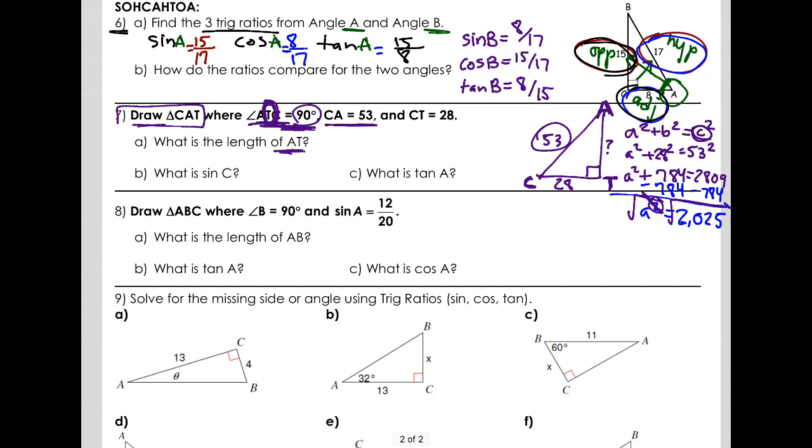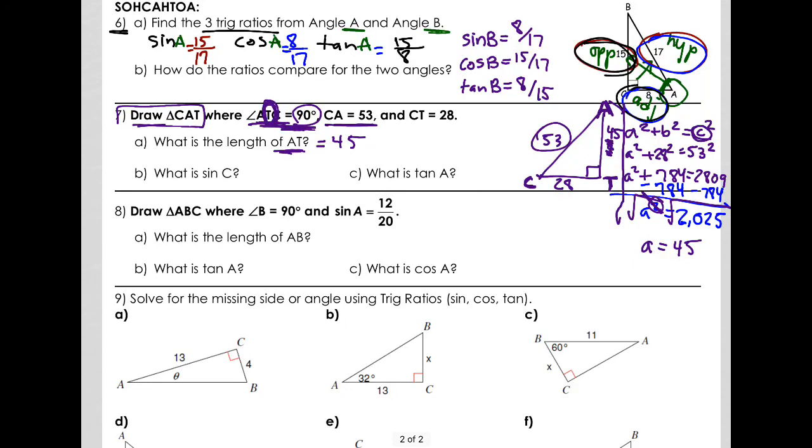and the square root of 2025 is 45. So A equals 45, and that is what they wanted us to find, which is the length now of AT. It's no longer missing, we know it. Draw a line because it's all merging together. So now we know the length is equal to 45.